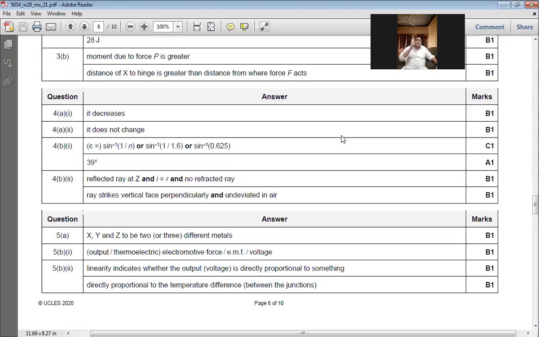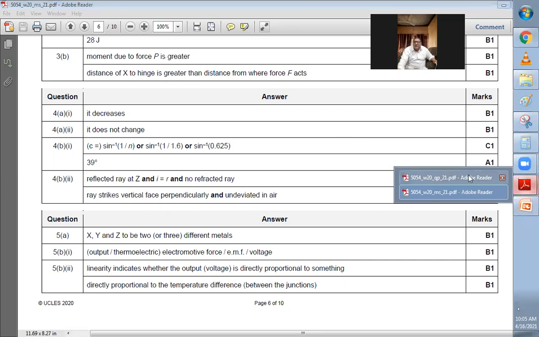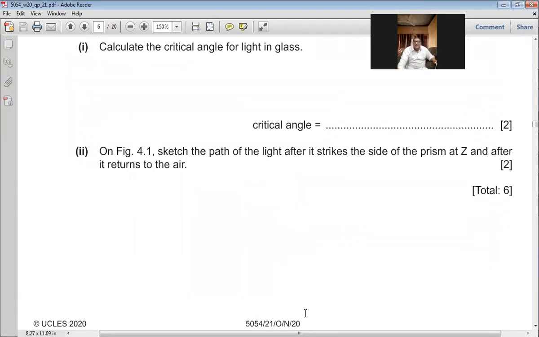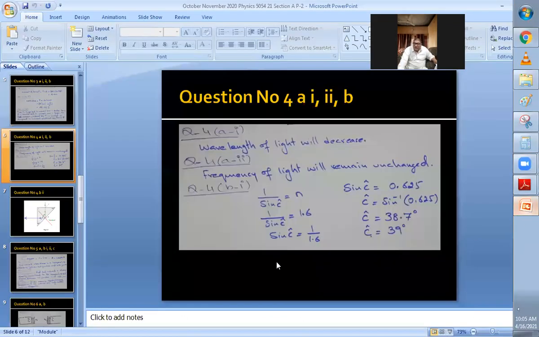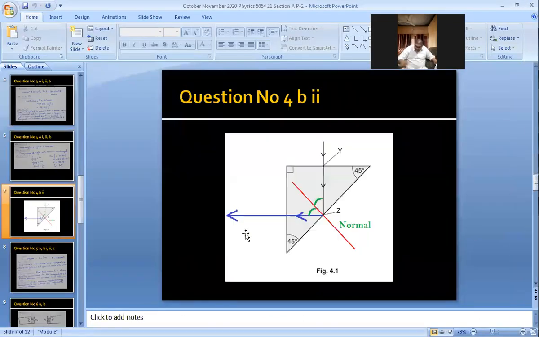The marking scheme for 4B, first part, says the answer is 39 degrees. Then we got that answer. Now the next part says: on figure 4.1, sketch the path of the light after it strikes the side of the prism at Z and after it returns to the air. I've done this on paper. Let me show you my work and then we can move on.